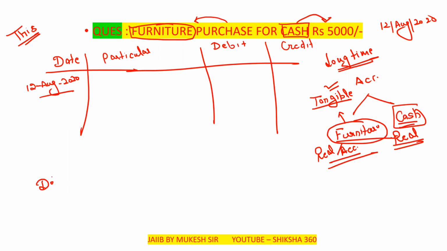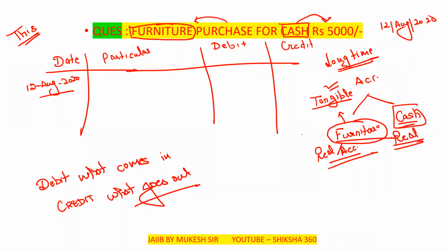Debit what comes in, credit what goes out. Clear? So what comes in here? Furniture is to be purchased. So the furniture account here is to be debited, and by how much amount?